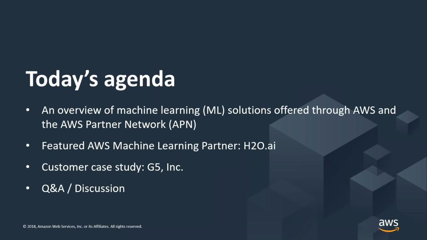So for the agenda, we're going to try to pack quite a bit into 1 hour. I want to give you an overview of machine learning solutions offered by AWS and some of the partners in our APN network, some of the great work that they're doing. The feature partner today, of course, is H2O.ai, and they're going to present their customer G5, an excellent, very, very interesting use case. Finally, we're going to save time for Q&A and discussion. So make sure you get those questions ready. This is a great time to get live answers directly from the source.